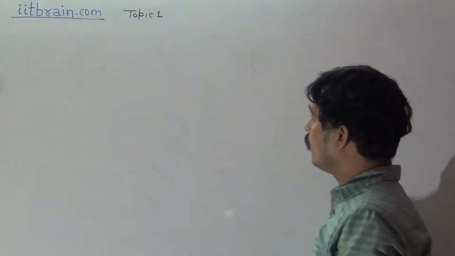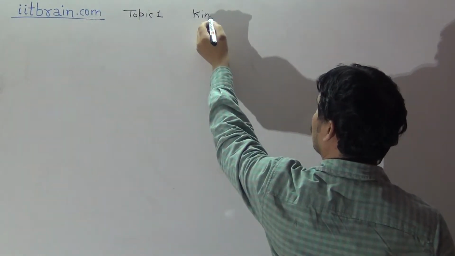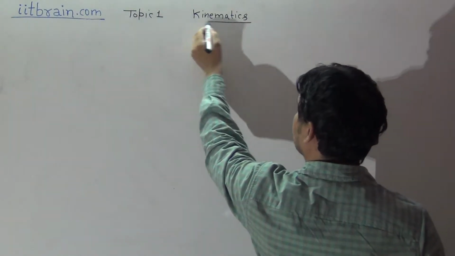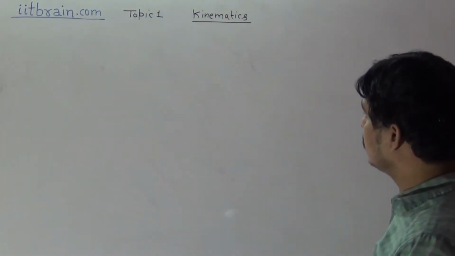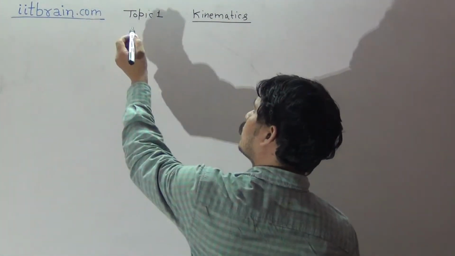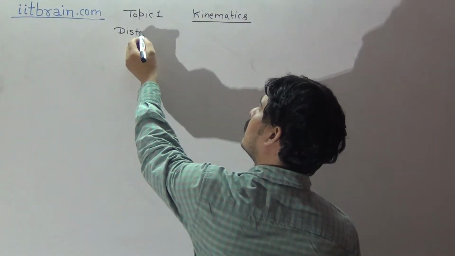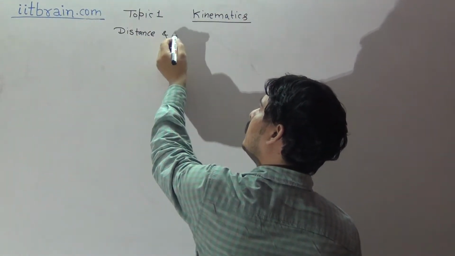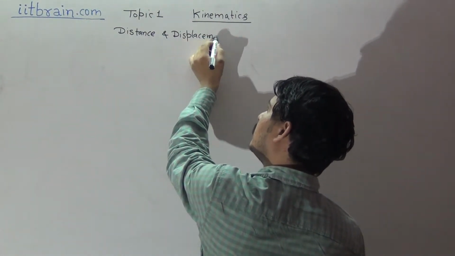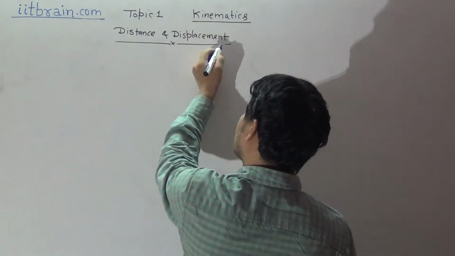This is topic 1 of kinematics, and the name of the topic, since this is the very first topic, should be distance and displacement. This is the very first topic in kinematics.